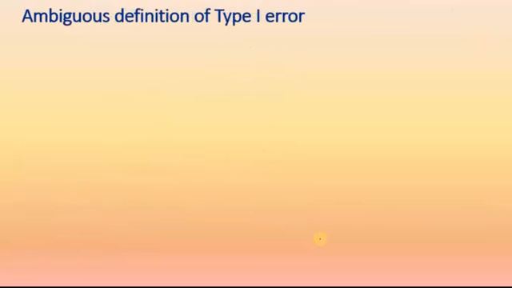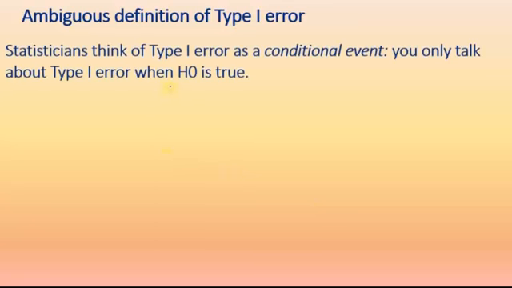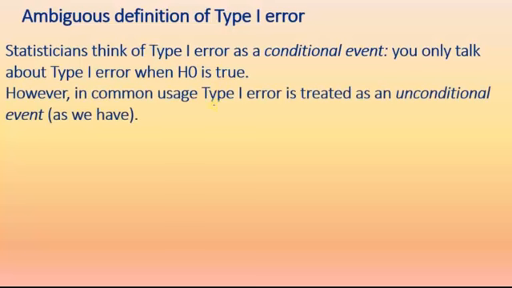Right? Now, why is this true? Why do we only divide by the first row? Well, statisticians think of type 1 error as a conditional event. They only talk about type 1 error when H0 is true. So they don't consider all 4 possibilities, only the first 2 possibilities. Alright? However, in common usage, type 1 error is treated as an unconditional event, as we have. So in common usage, in textbooks or on the internet, where they talk about statistics, they'll refer to type 1 error and the 4 alternatives that we have.